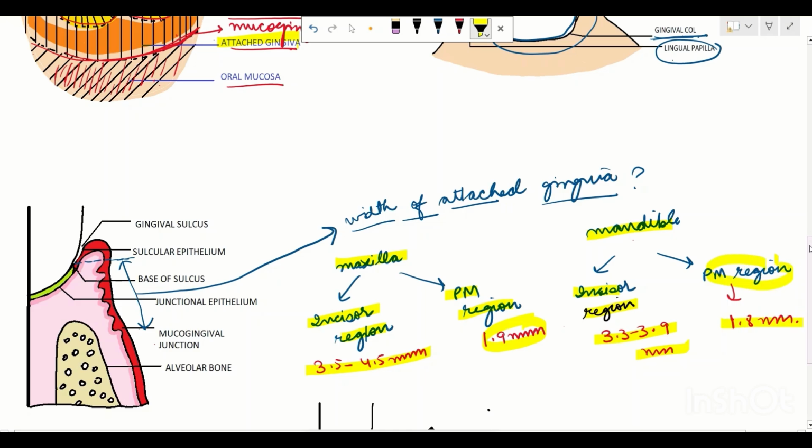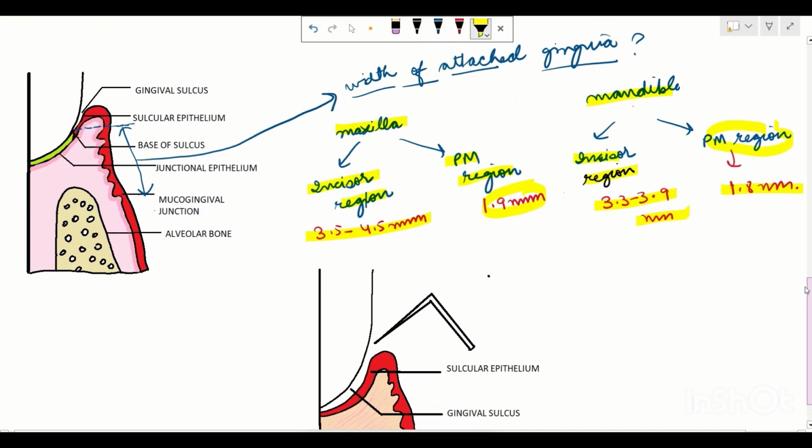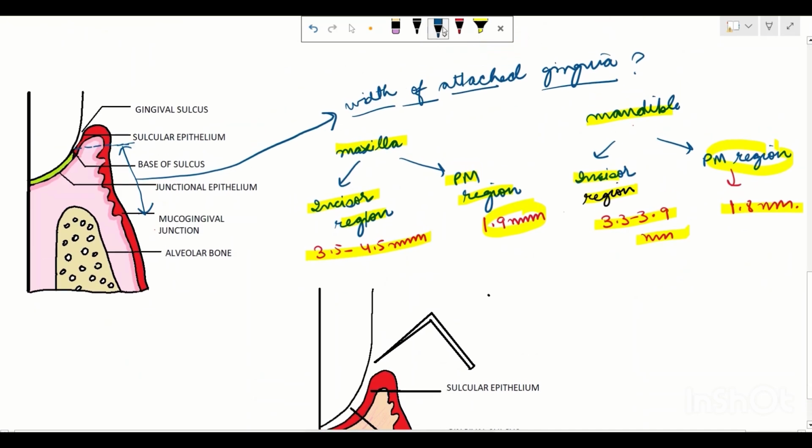One more width which is of clinical significance is your biological width. Okay, now what is the biological width? This is of great clinical significance.